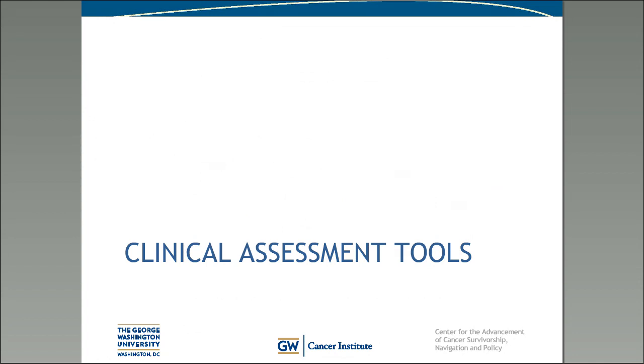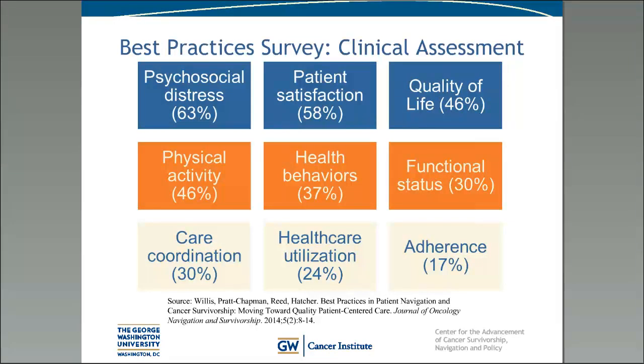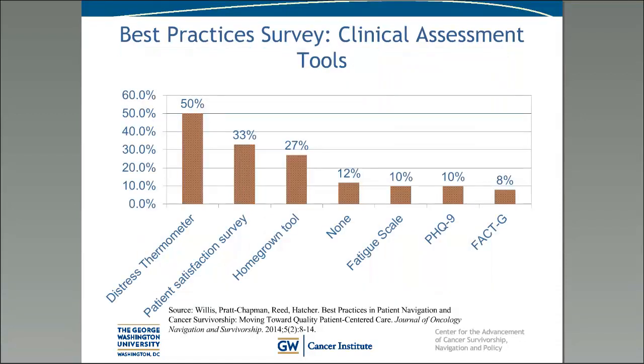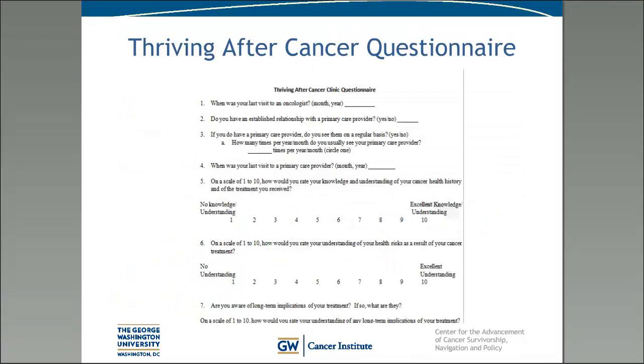So now we'll talk about some clinical assessment tools and what people are using with these care plans to look at outcomes in their survivorship clinics and survivorship programs. In our best practices survey, we asked what constructs were being assessed. As you can see, distress, satisfaction, quality of life, and physical activity were the most common constructs being assessed. And how are these being assessed? What tools are being used? Again, this is data from our best practices survey. The distress thermometer, which is available from NCCN, was one of the most common tools used. Patient satisfaction surveys were up there, homegrown tools, no tools being used, particular fatigue scales, the PHQ-9 and the FACT-G, which is a more general FACT assessment than the fatigue one we discussed earlier, were also cited as being used frequently.